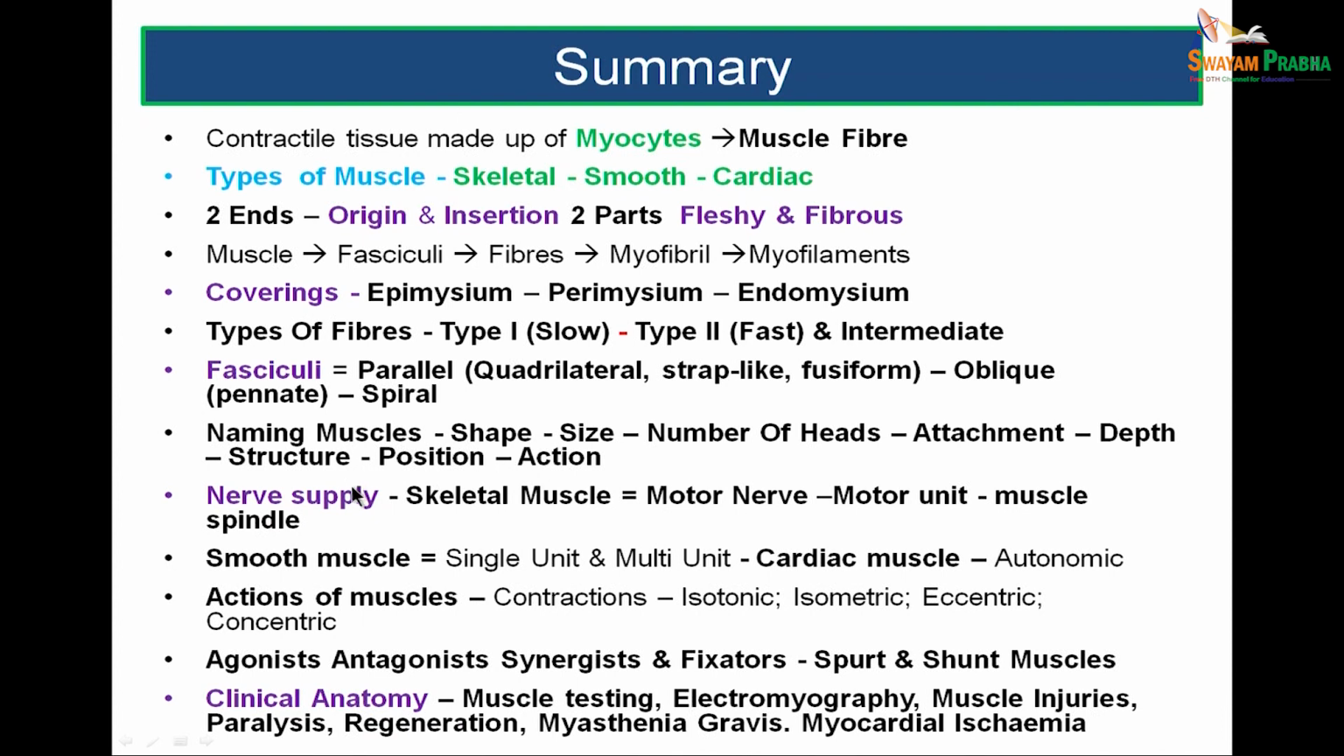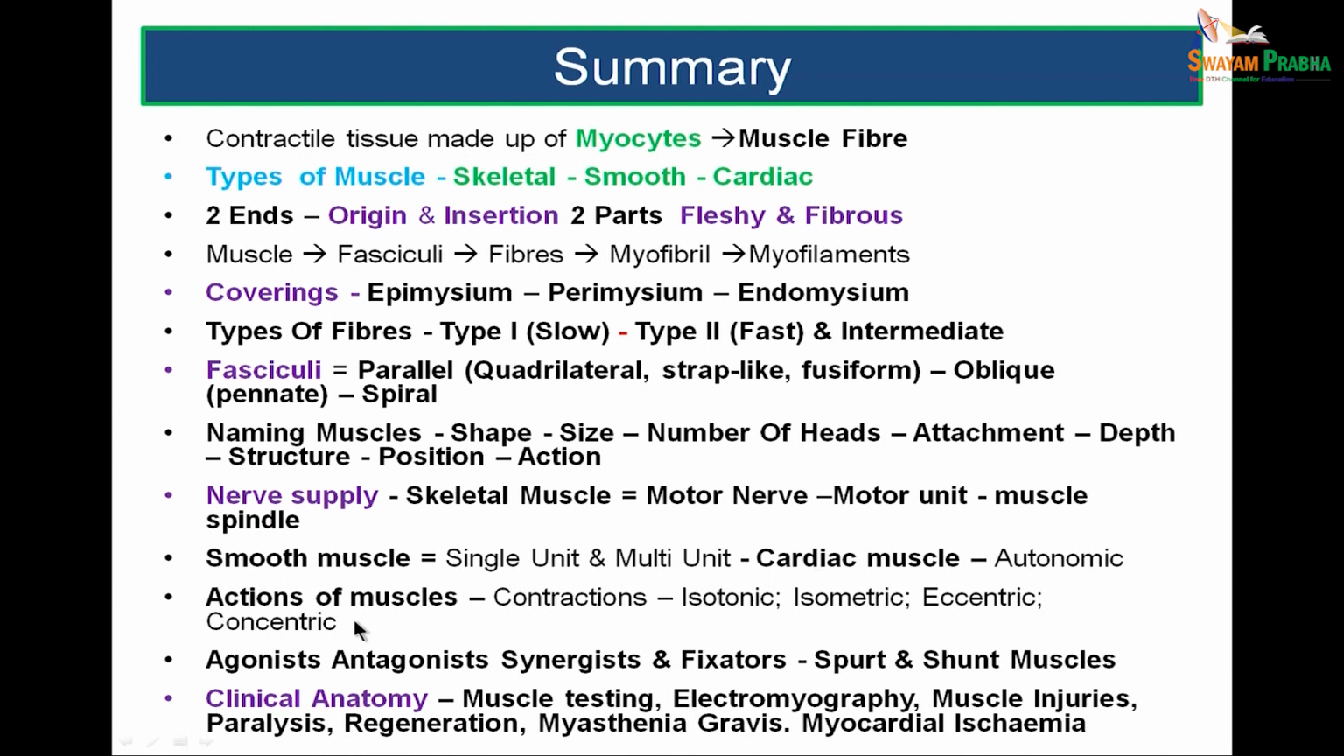Nerve supply of skeletal muscle, we spoke about the motor nerve. What is a motor unit? What is a muscle spindle? In smooth muscle, we studied single unit and multi-unit nerve supply. In cardiac muscle, we saw the autonomic nerve supply, sympathetic and parasympathetic.